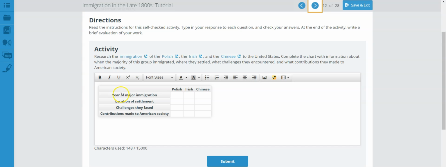For example, years of major migration for the Polish, the Irish, the Chinese. Where did they go? Where did they settle? California, New York, Texas, wherever they may have settled, you need to write it here. What were some of the challenges they faced? Did they face a whole bunch of discrimination? Did they face deportations? You need to be able to explain that. And the contributions made to American society. All of these groups of people made significant contributions to American society. Make sure that you write them there. You can use as much space as you need.